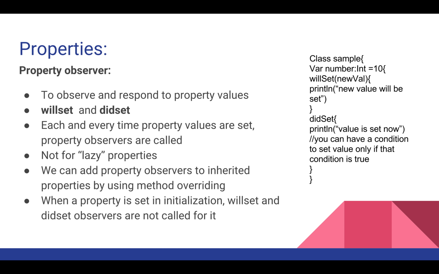Property observer. Property observer observes and responds to changes in a property's value. They are called every time a property's value is set. You can add property observer to a stored property except lazy stored properties. willSet and didSet are the two property observers provided in Swift. willSet is called just before the value is stored and didSet is called immediately after the new value is stored. We can add property observers to inherited properties by using method overriding. When a property is set in initialization, willSet and didSet observers are not called for it.